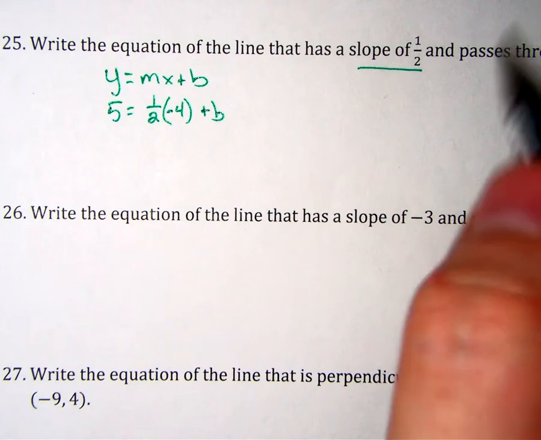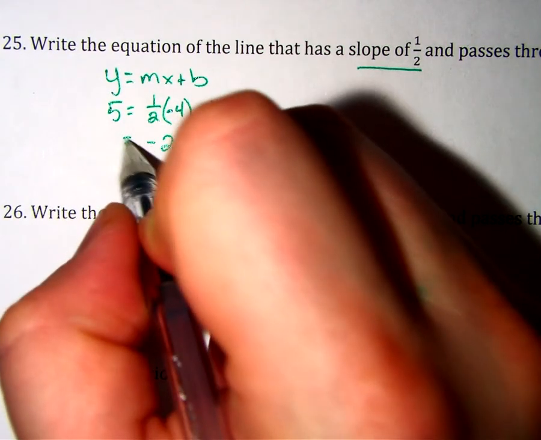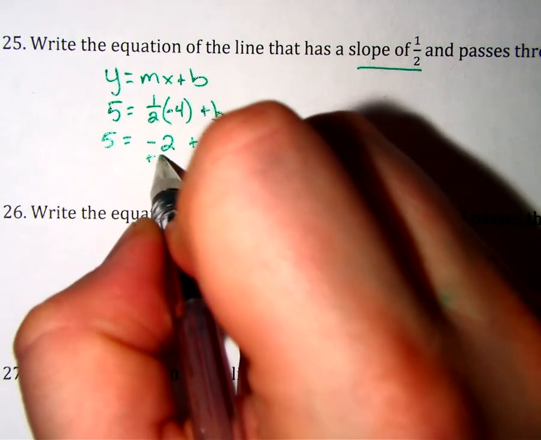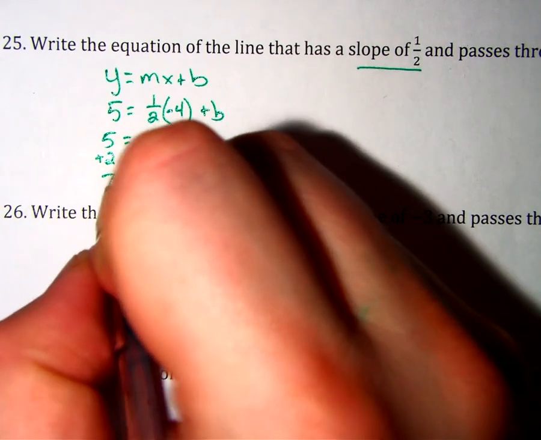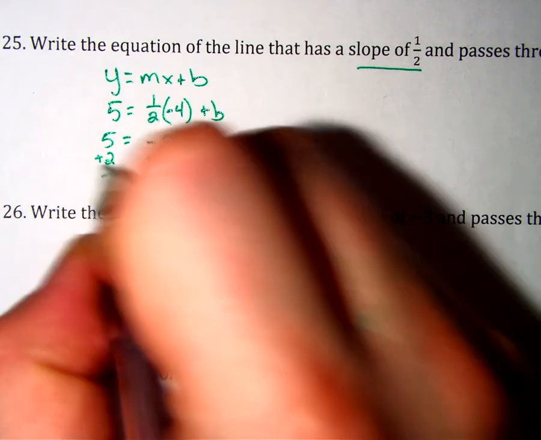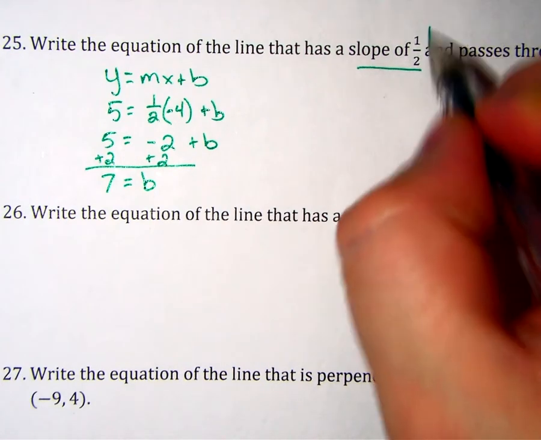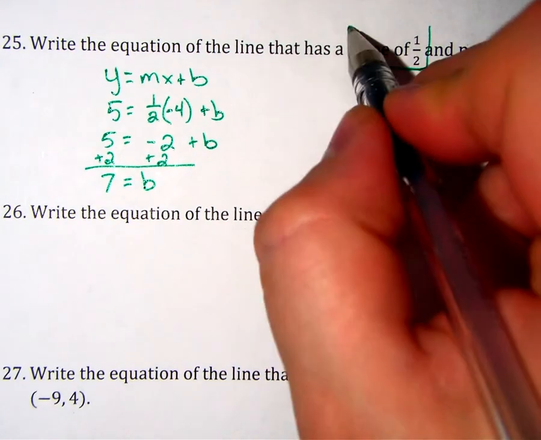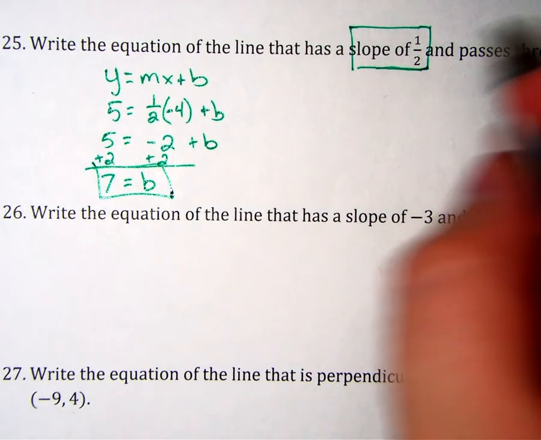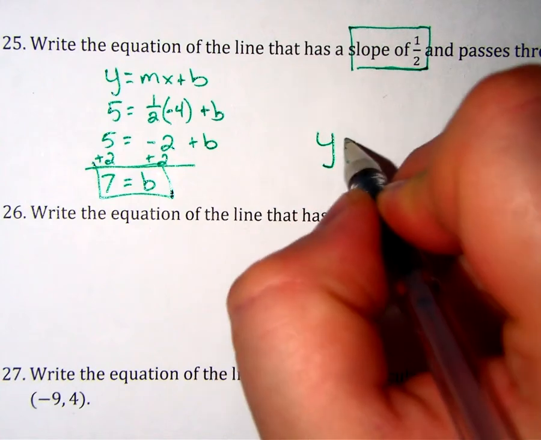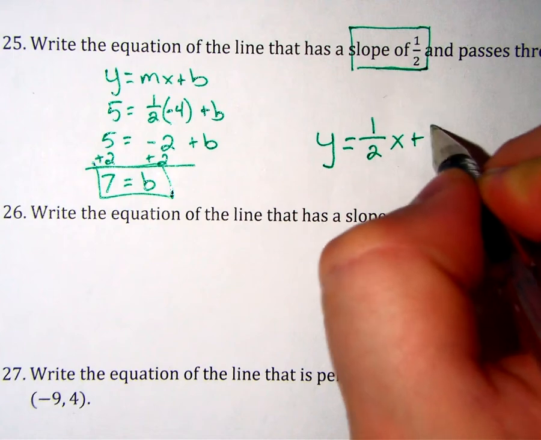-4 times 1/2 is -2 plus b, which equals 5. So we'll add 2 to both sides. 5 plus 2 is 7 equals b. So again, I know the slope. I know the y-intercept. We can write an equation in slope-intercept form. Y equals 1/2 x plus 7.